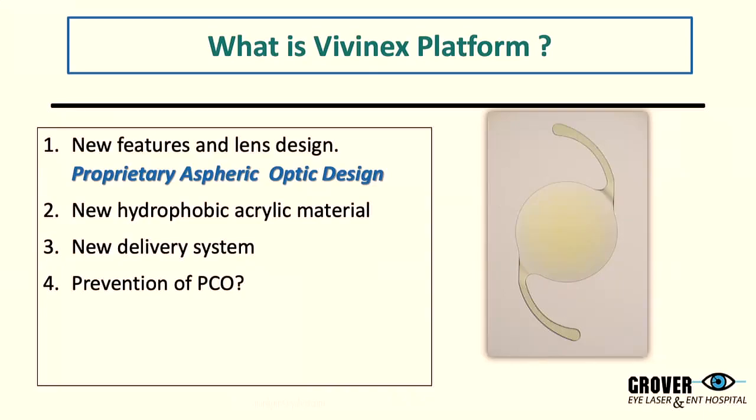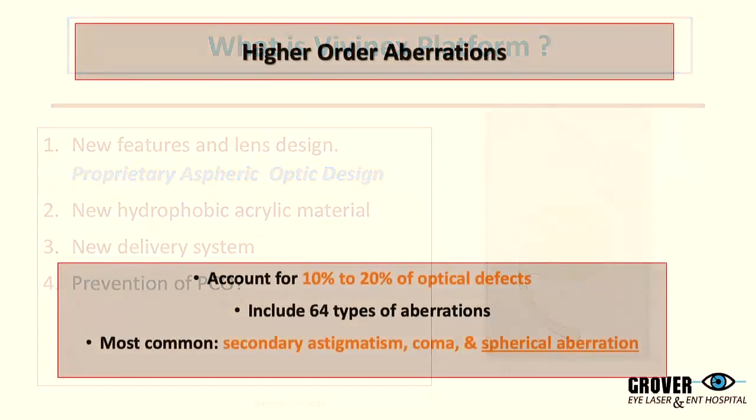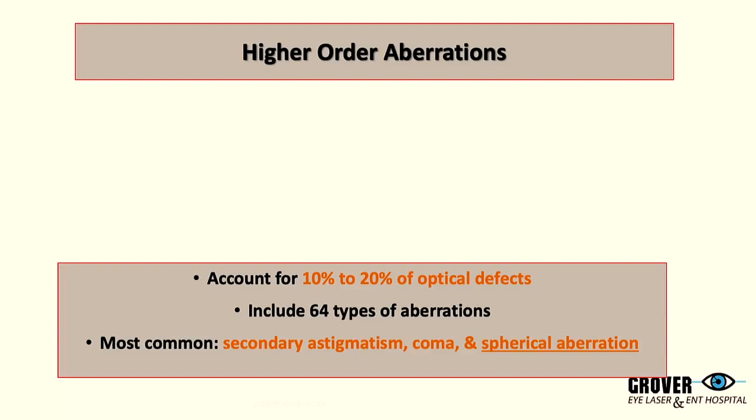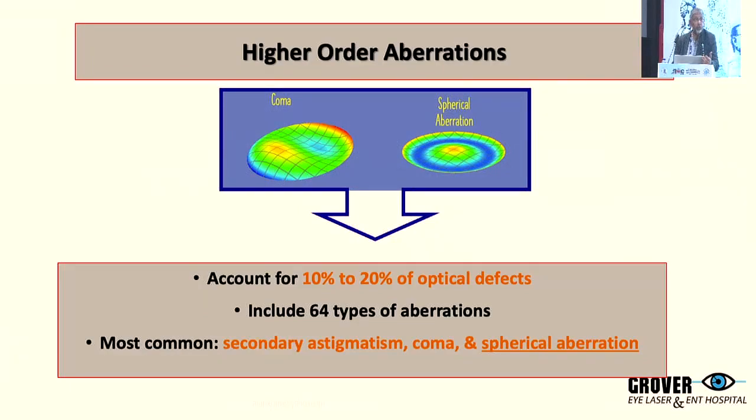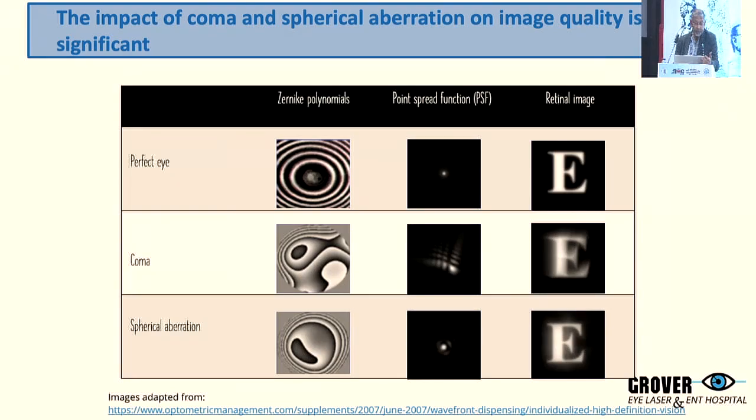Before I go into this proprietary aspheric optic design, as all of us know, higher order aberrations account for 10 to 20% of optical defects. As of now, in most IOLs we are addressing only the spherical aberration. We never talk about how we can counteract the coma aberration in these patients. These are the two most common aberrations, which account for 10 to 20% of optical defects.